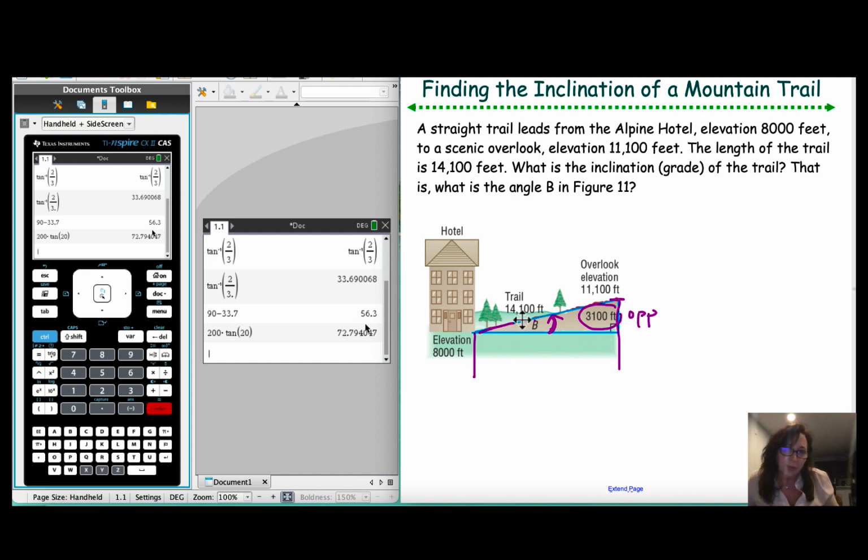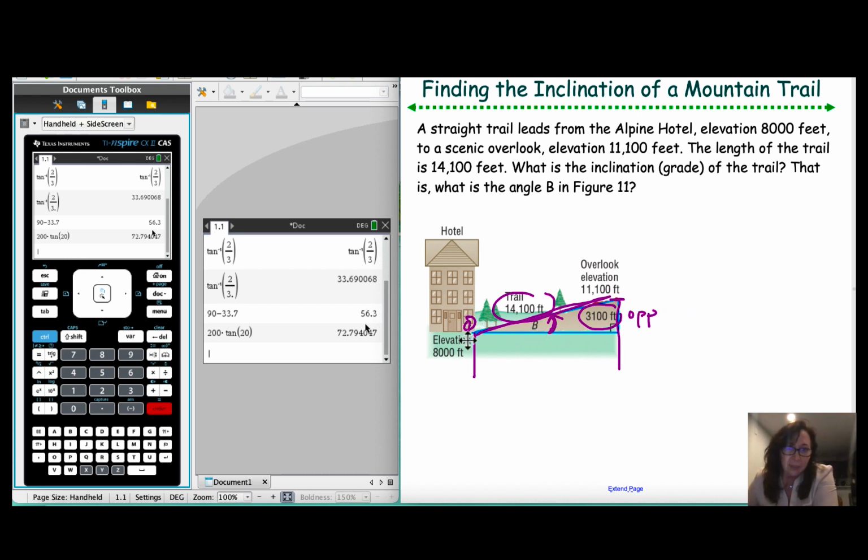I also know that this trailhead right here is 14,000 feet in length. So what they're looking for is, what do they call that, a road grade, like a rise over run, but I don't have the run. So you have some options. Number one, you can use Pythagorean theorem and find this side here and use tangent.